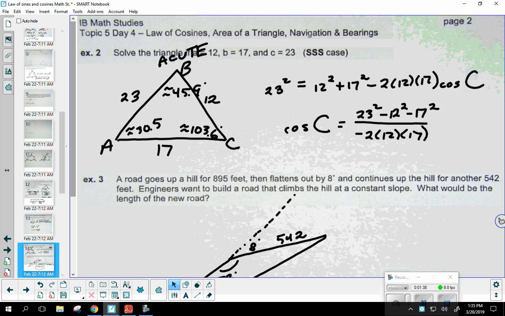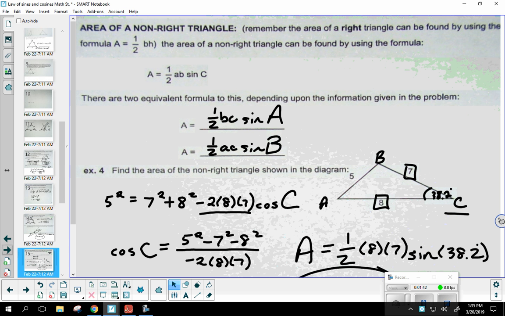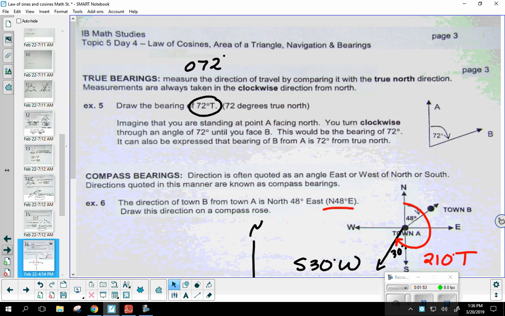Okay, so we've been talking about the law of cosines. We did some problems yesterday. We also looked at another formula. If you have a side angle side situation, the included angle between two sides, you can use the formula 1/2 the product of the two sides times the sine of the angle to find the area.